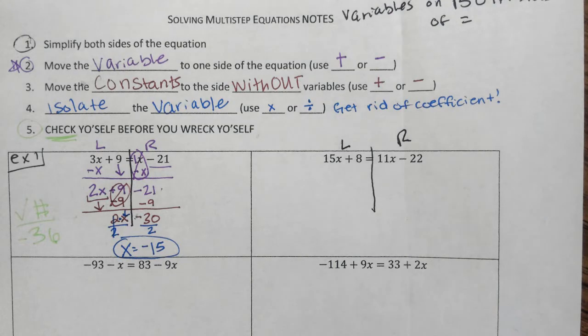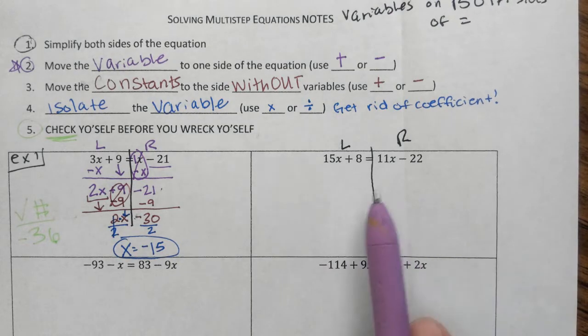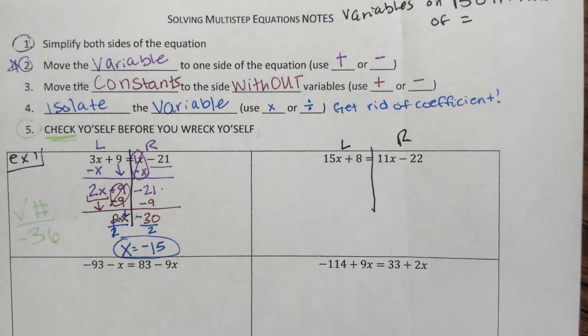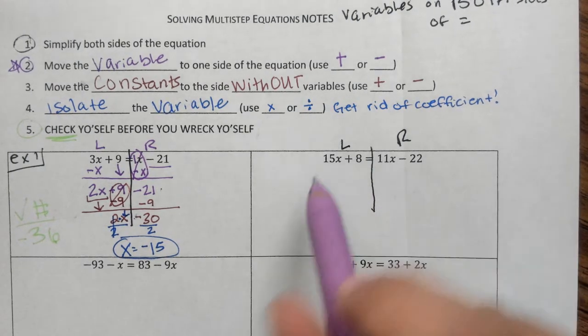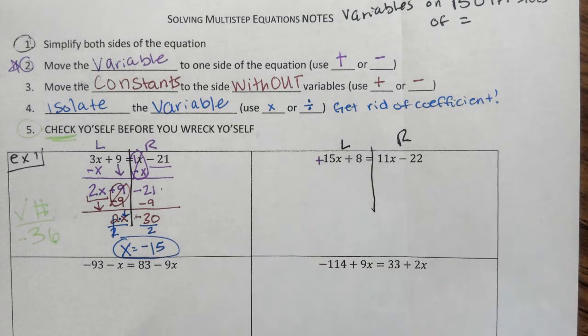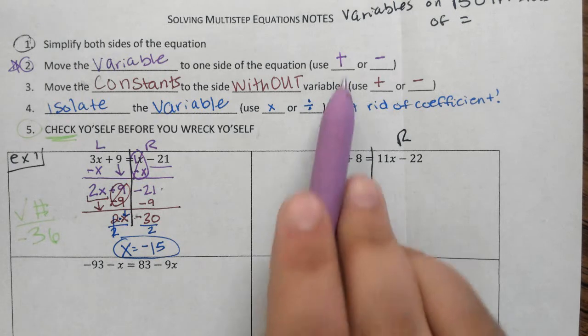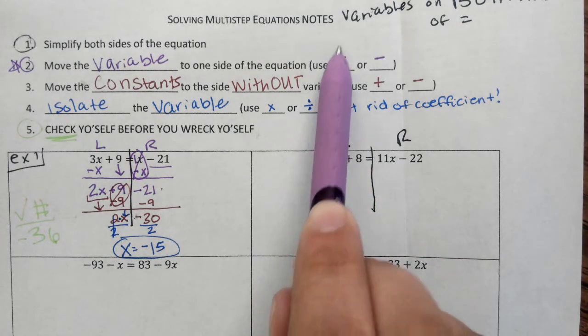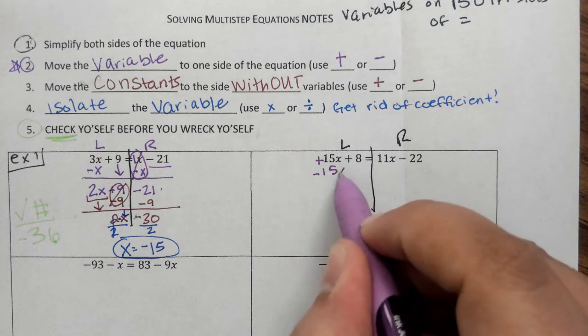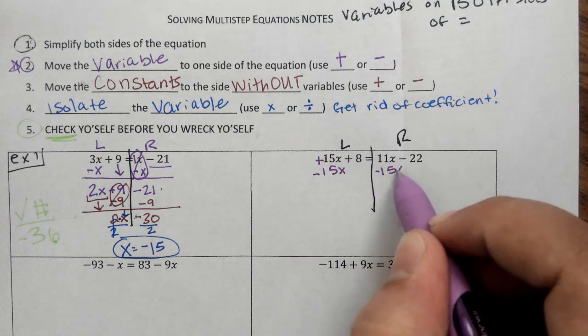Now, I'm going to move variables. We can move the 15x or the 11x. I'm going to move the 15x. There is no sign in front of 15x, so I assume that it's a plus, a positive. To undo a positive 15x, we're going to minus 15x from both sides of the equation.